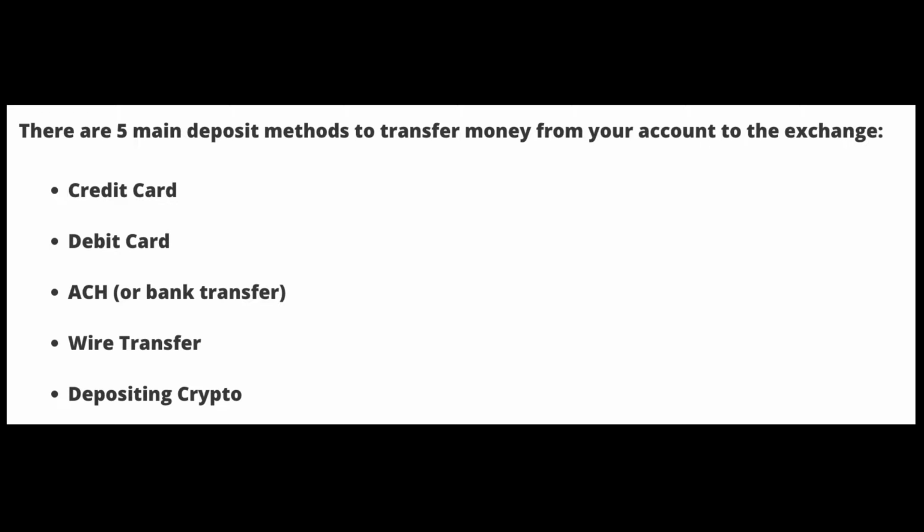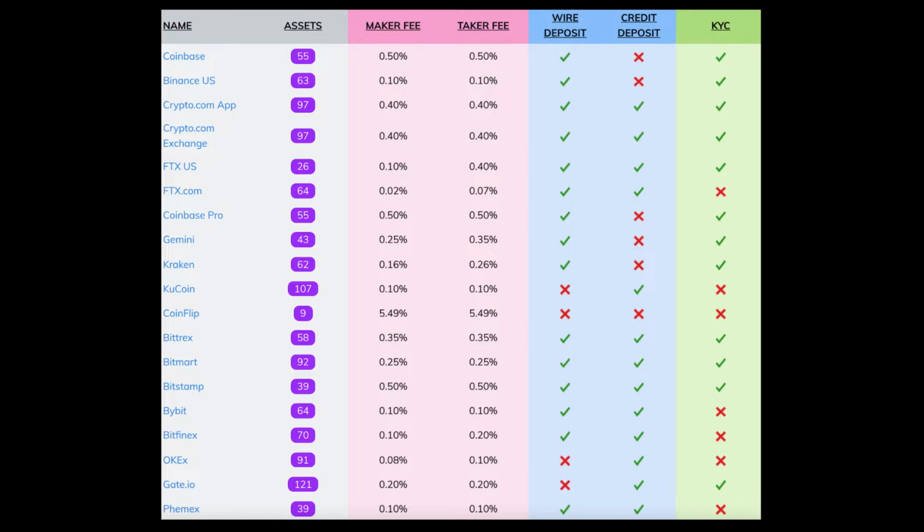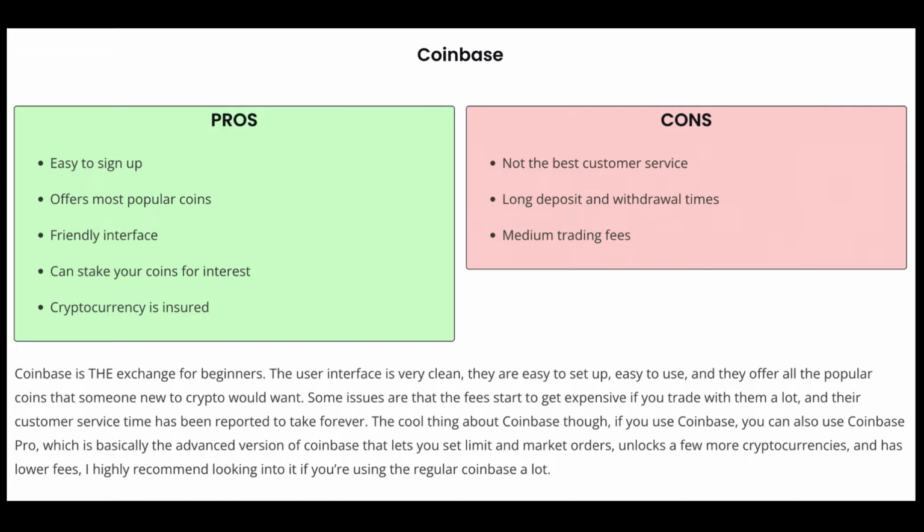Another feature to consider when deciding which CEXs to use is the deposit method, to transfer money from your account to the exchange. The five main ways to do so are credit card, debit card, bank transfer, wire transfer, and depositing crypto directly. You also have to be careful with the transaction fees, and on this page you'll find a comprehensive overview of the best crypto exchanges to use based on your goals. You can find the link to this list in the description below.